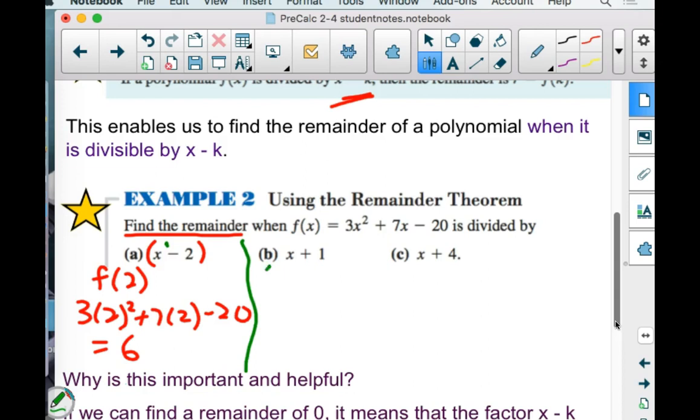For x plus 1, we'd want to find f of negative 1. So 3 times negative 1 squared plus 7 times negative 1 minus 20. Well, negative 1 squared is 1.